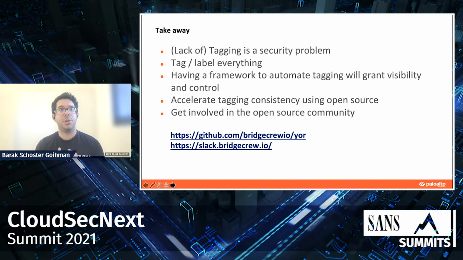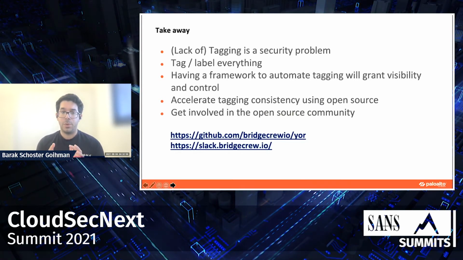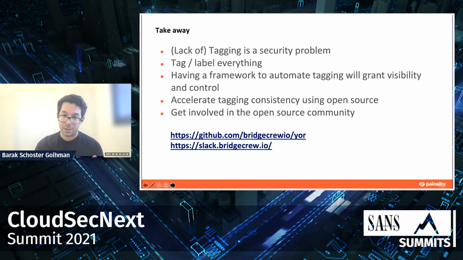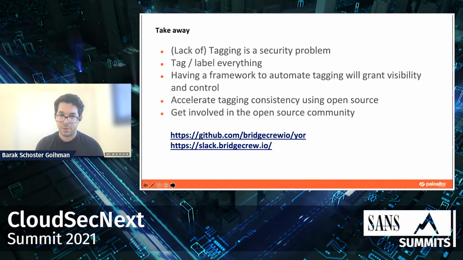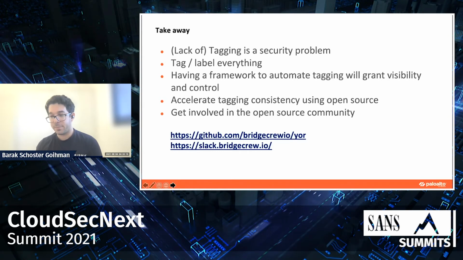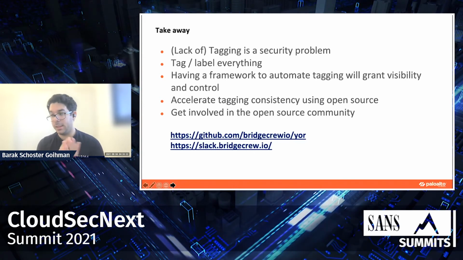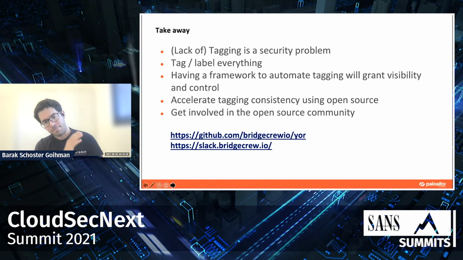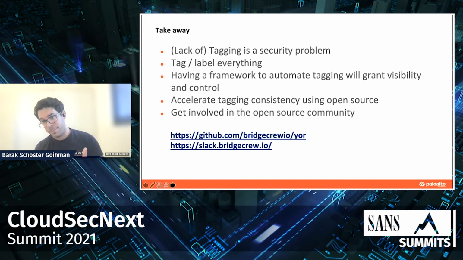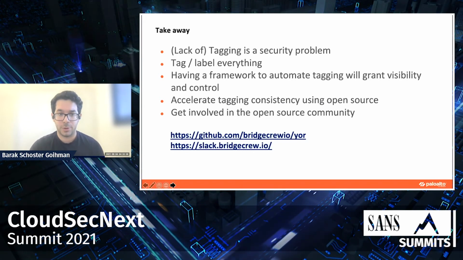So what are the key takeaways that you should take with you when working with YOR? YOR is trying to help you have tags in a consistent way without having giant Confluence pages in your infrastructure as code. Tagging is a security problem because if you do not know who's the owner of a resource, you don't know who you should talk with when you have a security issue. This is why you should tag or label, if you're using GCP, each and every resource within the cloud. And having a framework that will do that automatically for you will really grant you the visibility and control over your cloud resources when you're provisioning them to the cloud.